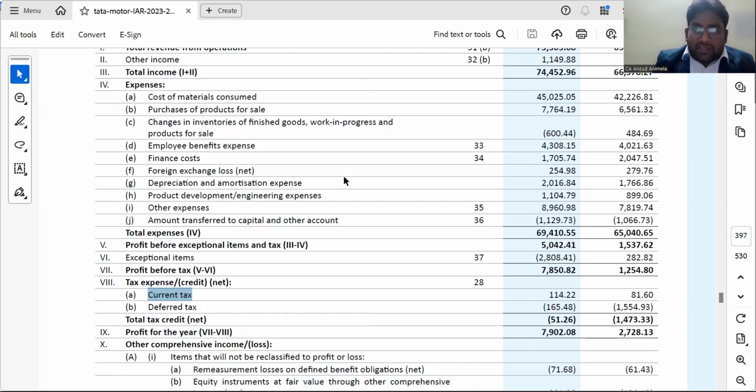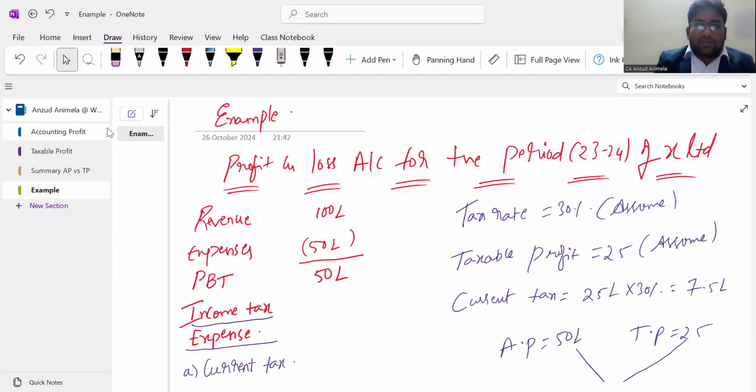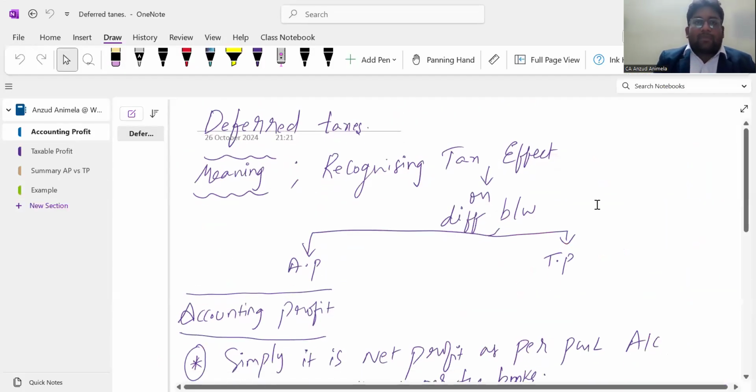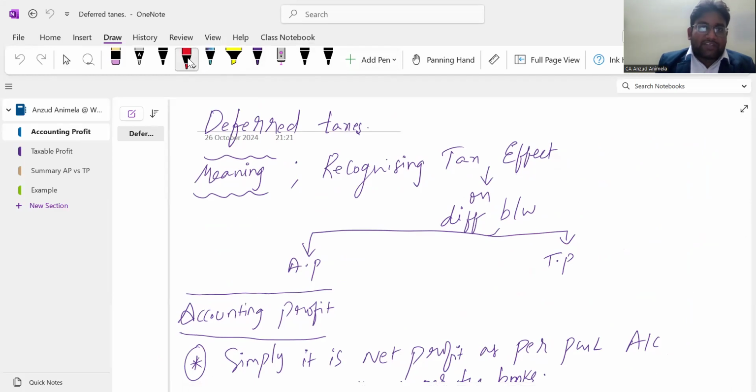Let me present the screen. Okay, so now, first of all, let's see the meaning of deferred tax. What is the meaning of deferred taxes?